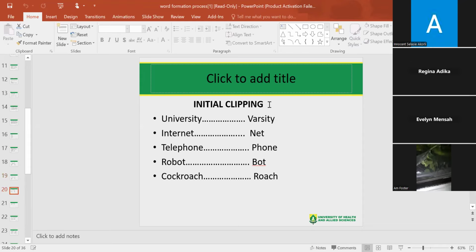Now we can have initial clipping. Initial clipping means that the initial or the beginning or the first syllable or syllables of the word are missing, so that it is the end which is left. University, we have varsity. But remember that in this case, the ER sound is not maintained. So university, the beginning is cut off. You have varsity, internet, net, telephone, phone, robot, bot, cockroach is roach.